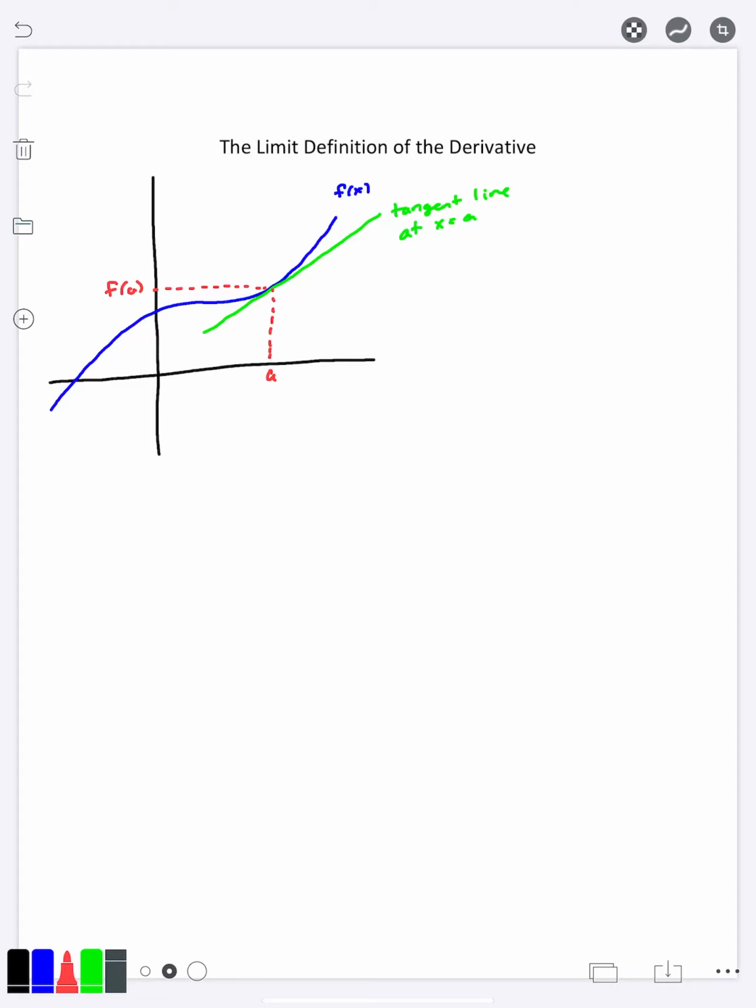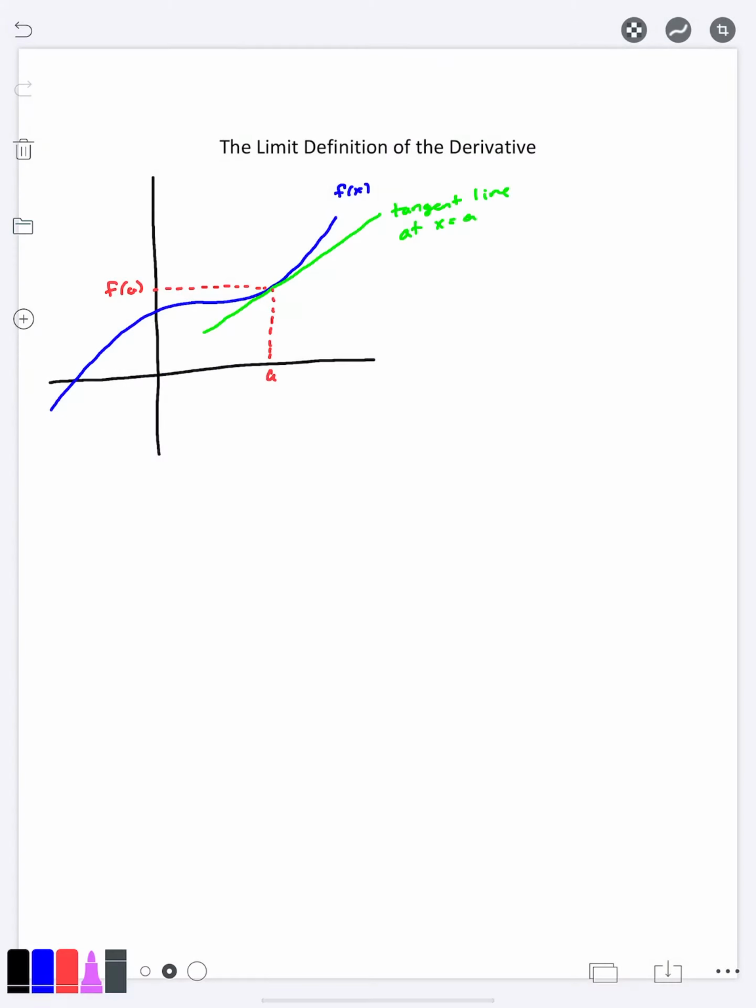And the way we're going to do that is we're going to look at this thing called a tangent line. So this tangent line just barely touches the graph at that point, and the slope of the tangent line is what we are going to call the slope of the function, and we're going to call that the derivative. And so now we're going to see how we actually find that.